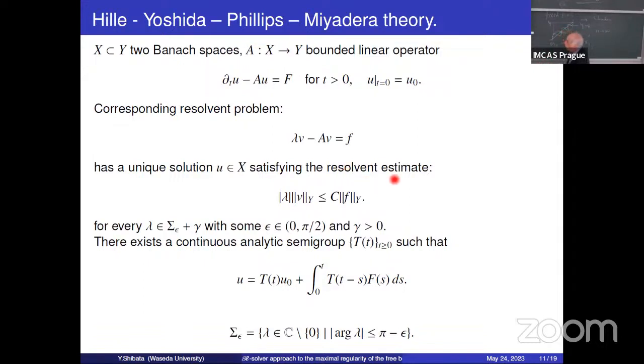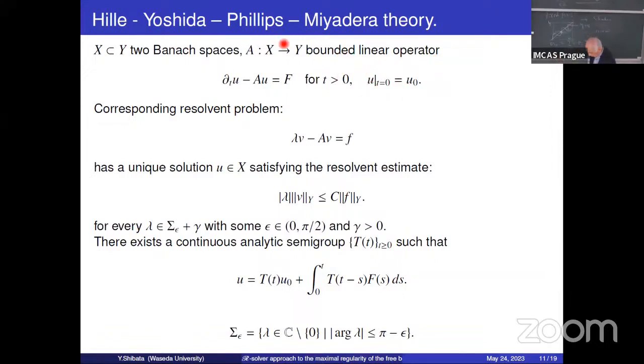So I have to talk about the analytic semigroup. Let X and Y be two Banach spaces, and consider an operator A from X into Y that is a bounded linear operator from X to Y. If you consider this operator from Y to Y, then it's just a closed linear operator. And then you consider this ordinary differential equation in the abstract sense, for T positive, with initial data here.